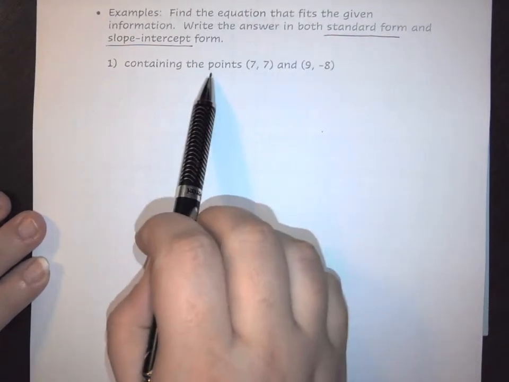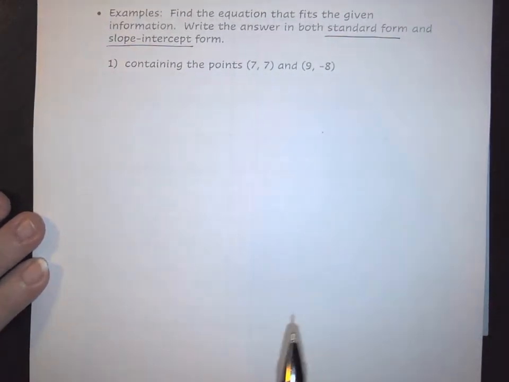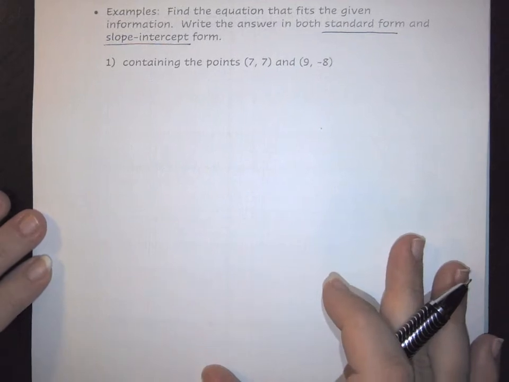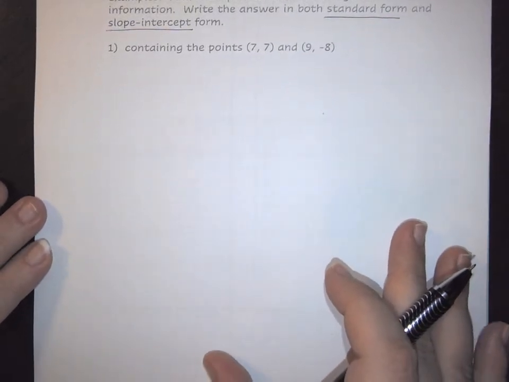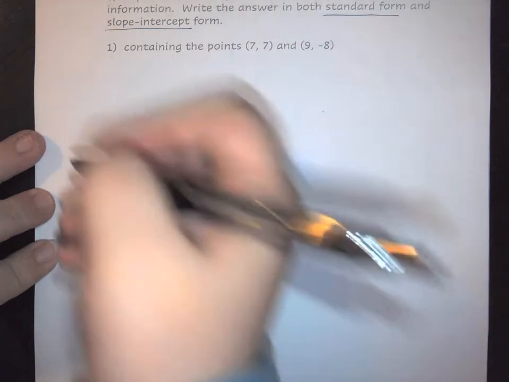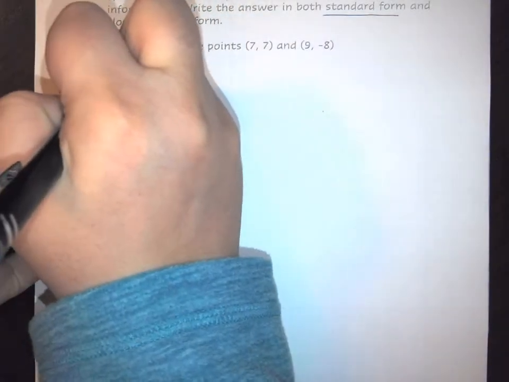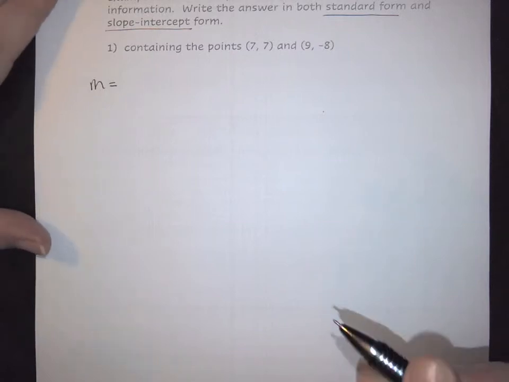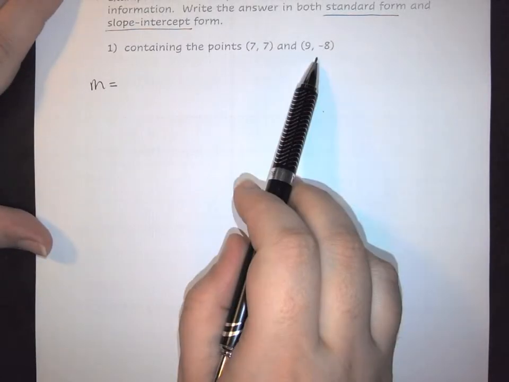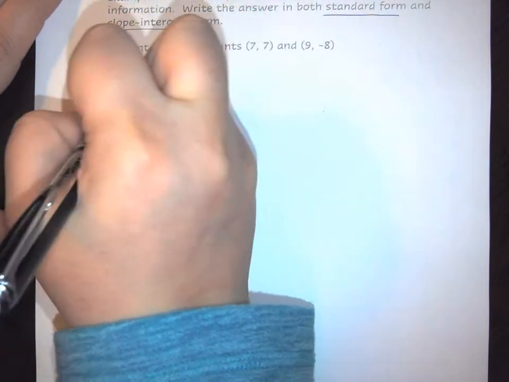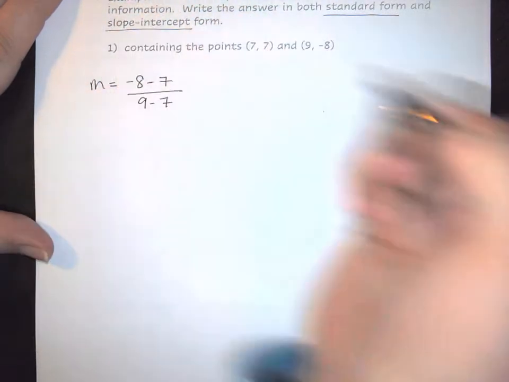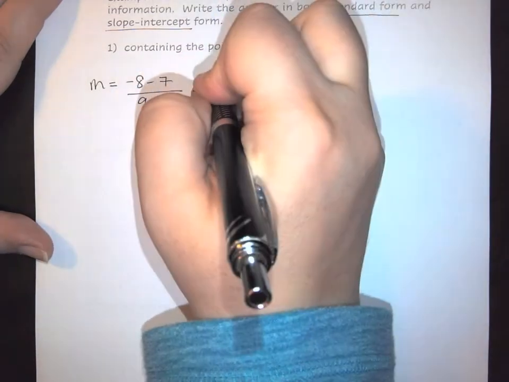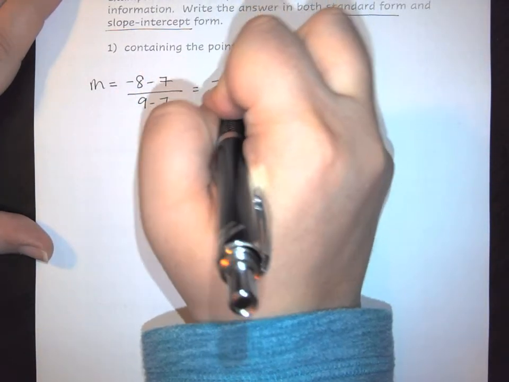So in this one we're given 2 points and we have to create our slope-intercept form based on these 2 points. So the first thing we need to do is find that slope. Slope again is going to be your rate of change, and you've got either combination you want in order to find it. So we're going to go ahead and do -8 minus 7 all over 9 minus 7. We're going to reduce that, and this gets -15 over 2.